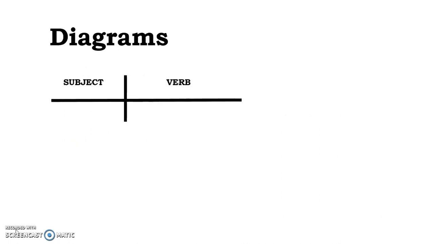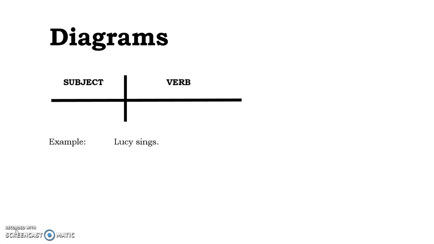Okay, but how do you diagram these? This construction you see right here is going to be the basic construction you draw every time you complete a diagram. You have what's called the baseline, this horizontal line, with an intersecting vertical line that separates the subject from the verb. Subject goes on the left, verb goes on the right. And this is really very simple.